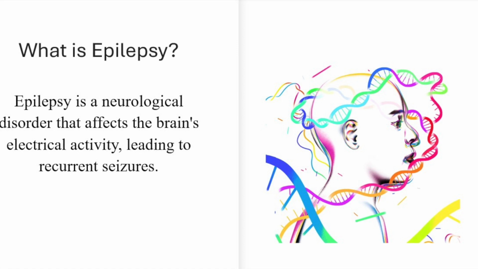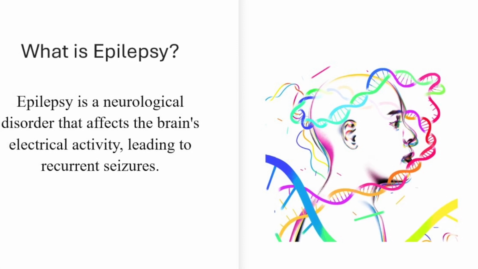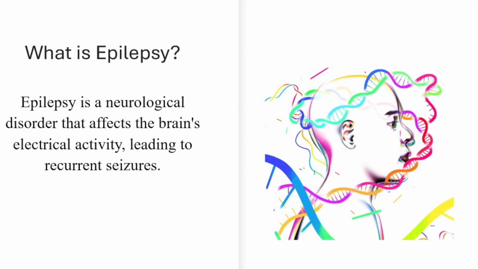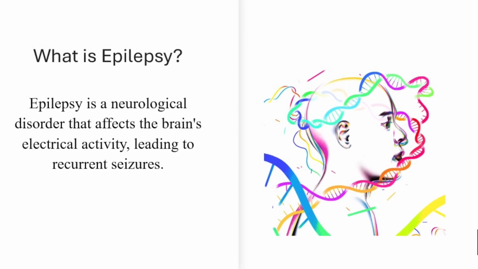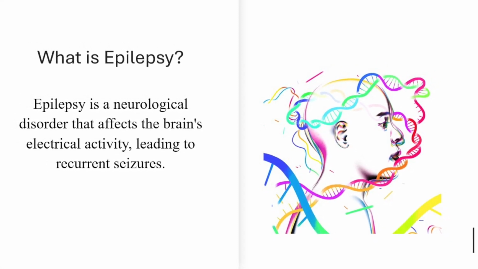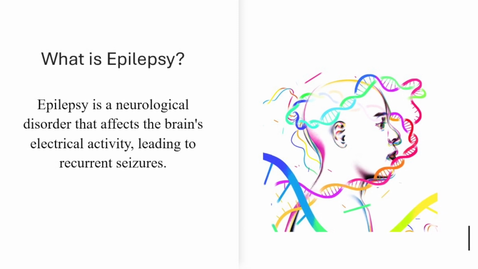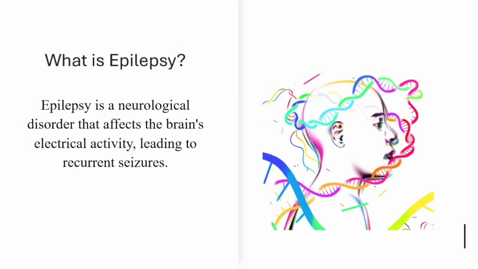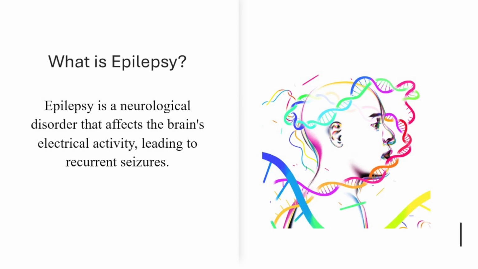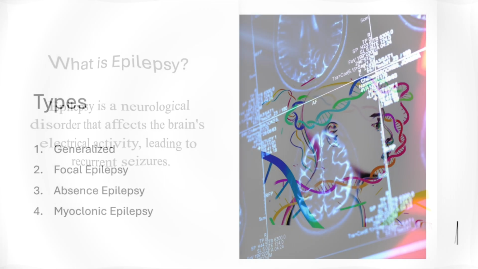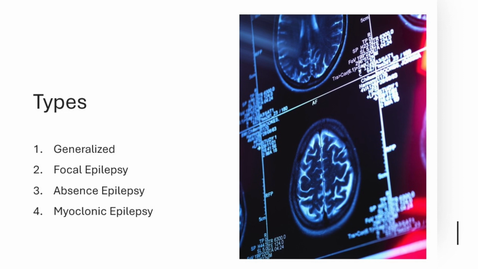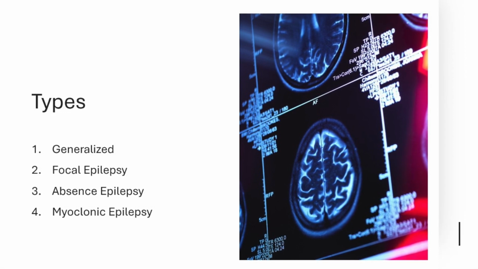So, what is epilepsy? Epilepsy is a neurological disorder that affects the brain's electrical activity, leading to recurrent seizures. A seizure occurs when there is a sudden abnormal electrical discharge in the brain, leading to a disturbance in the normal brain functions. The symptoms of a seizure depend on the type of epilepsy and the area of the brain affected. The causes of epilepsy can vary depending on the type of epilepsy and the individual's medical history.